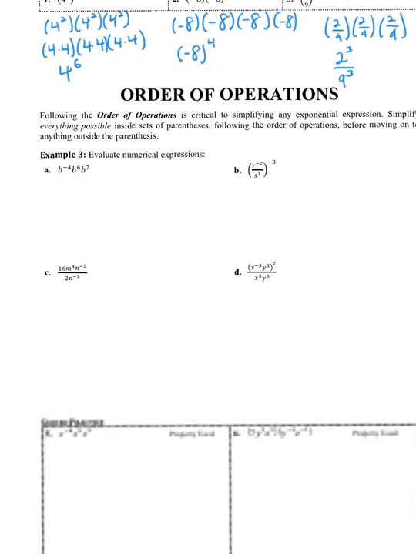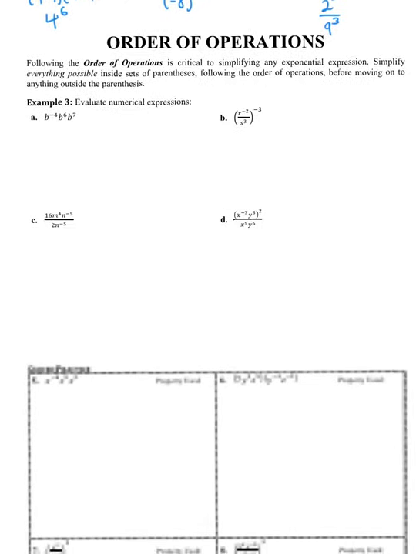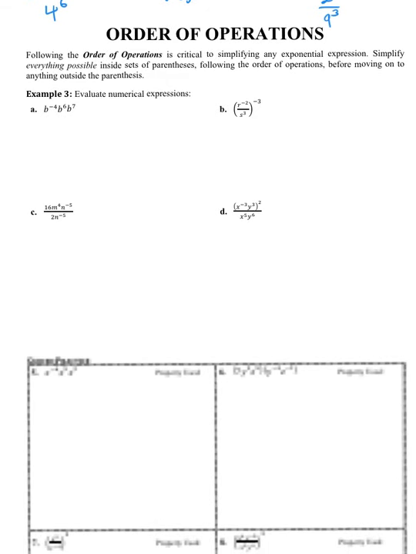Okay, last 4 problems here. We're going to start with order of operations. And we start with b to the negative 4th, b to the 6th, b to the 7th. I say follow order of operations if you can, but sometimes it might be easier to deal with things outside the parentheses. I think example B is a great example of one where we're going to do inside the parentheses. But let's start with example A.